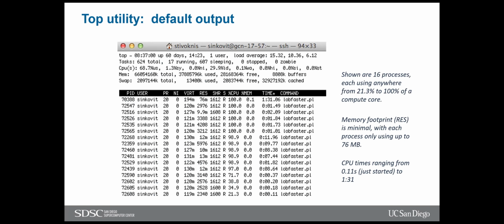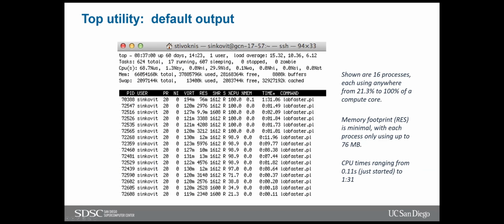So this is an example of the output. The top section of the window shows system information, and then the lower section is the running processes themselves. It gives you information about CPU, the memory that's being used, and the swap space that's available.